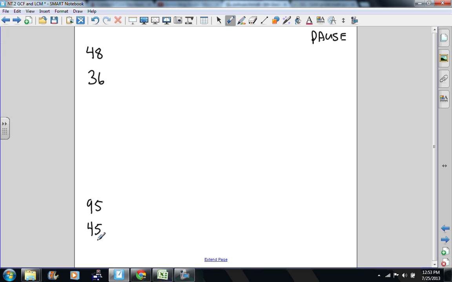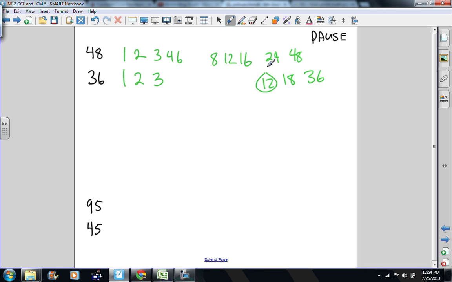So for the top one, 1 and 48, 2 and 24, 3 and 16, 4 and 12, 6 and 8, and that should be all of them. For the bottom, 1 and 36, 2 and 18, 3 and 12. There it is. Bottom here, 1 and 95. Can't be 2, can't be 3, can't be 4, could be 5. 5 and 19.